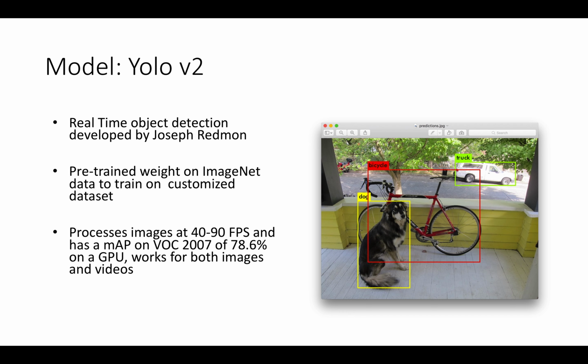The model we are using is YOLO V2. YOLO V2 is a real-time object detection system developed by Joseph Redmon. It has pre-trained weights on ImageNet data to train on customized data sets, and it supports real-time object detection. It processes images at 40 to 90 FPS and has a mAP on the VOC 2007 image datasets of 78.6% on a GPU, and it works for both images and videos.